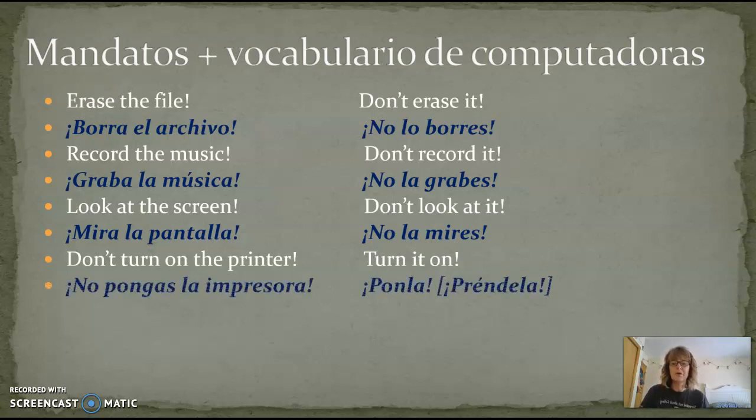I gave the poner verb on the first one, no pongas la impresora, ponla as an affirmative command. Or if you wanted to use the prender verb, no prendas la impresora, préndela. Notice when you add a pronoun to the end of that, the accent mark is also added.